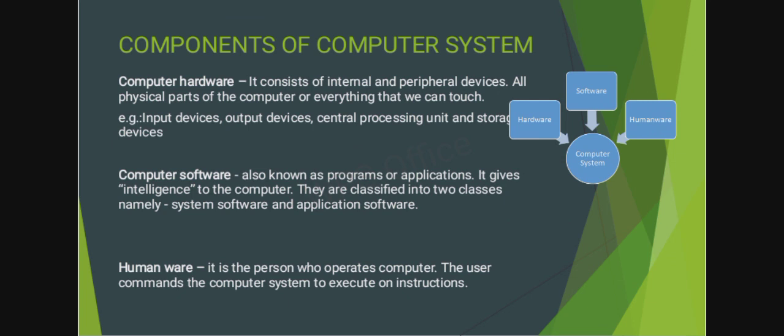Next, components of a computer system. Computer hardware consists of internal and peripheral devices. Examples are input devices, output devices, and the central processing unit. Computer software, also known as a program or application, gives intelligence to the computer. They are classified in two classes: system software and application software. The humanware is the person who operates a computer. The user commands the computer system to execute instructions.